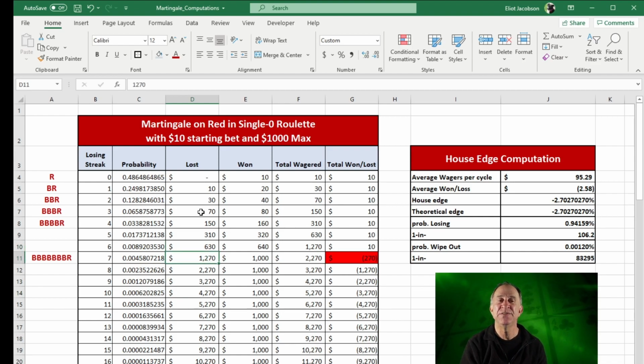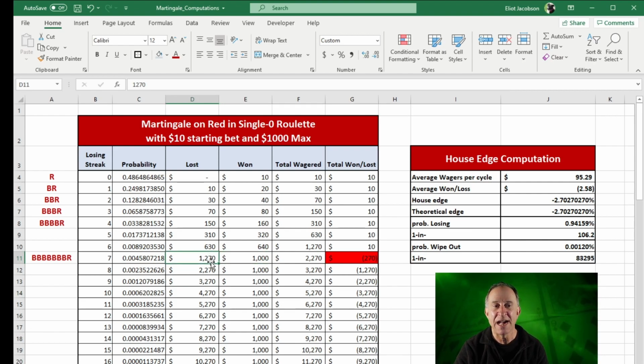Well, what happens on this very next entry? Well, in this case, what happened was that I lost 10, 20, 40, 80, 160, 320, and 640, right? I lost all that amount, but what did I win? Well, I couldn't make that $1,280 bet to win. I could only make a $1,000 wager because I hit the table maximum. So at this point, you notice that my win no longer makes up for everything I lost.